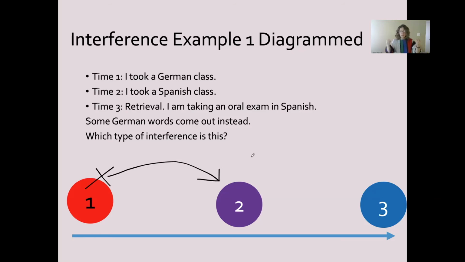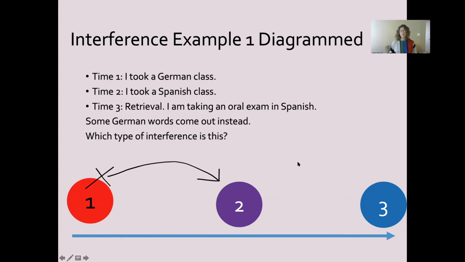So, now that I have drawn it out, I just ask myself, which direction is that moving? Well, if time is moving from left to right, this German is moving into the future to interfere with my Spanish. If it's moving forward, it is proactive. My German knowledge is proactively interfering with my retrieval of my Spanish knowledge.